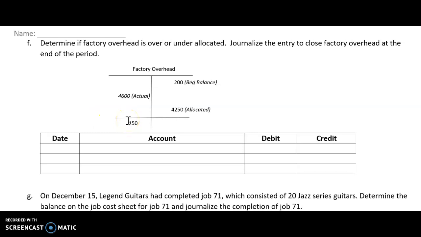So what I'm left with is $150 sitting there. So I need to close factory overhead out. I want this to be 0. So how will I close factory overhead out?